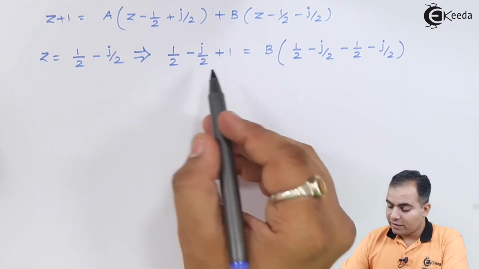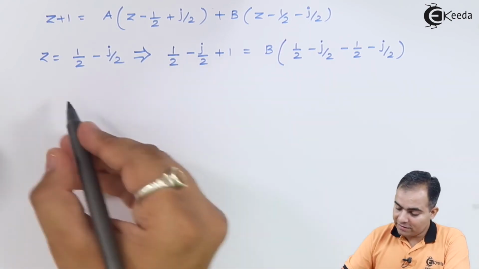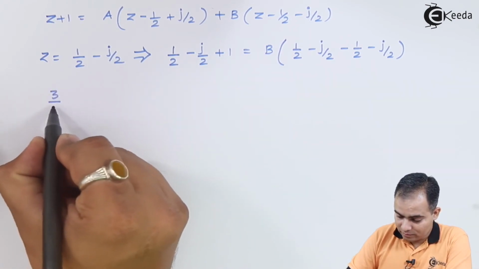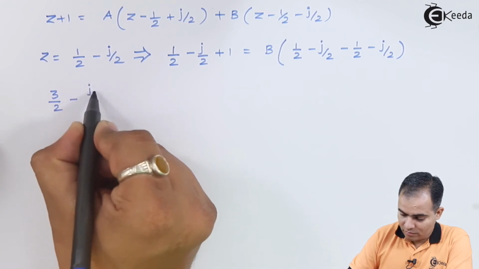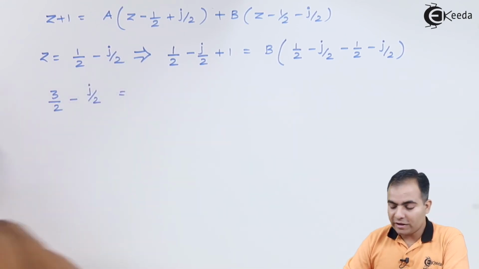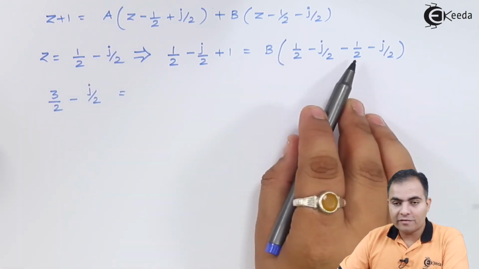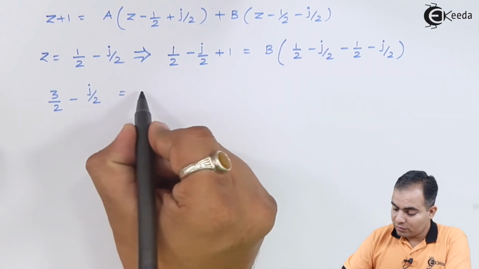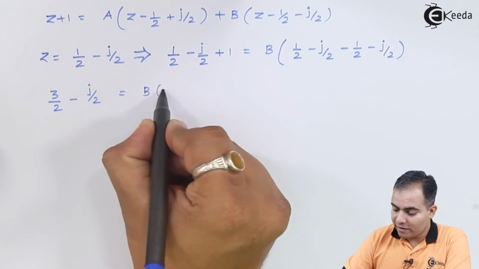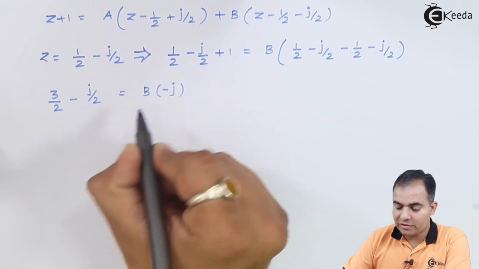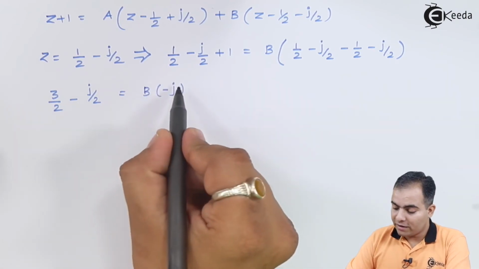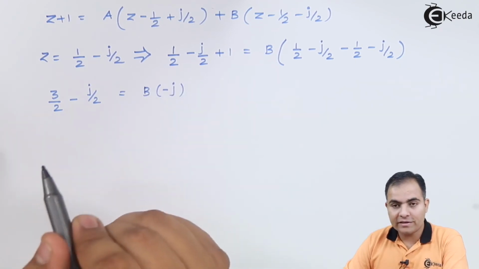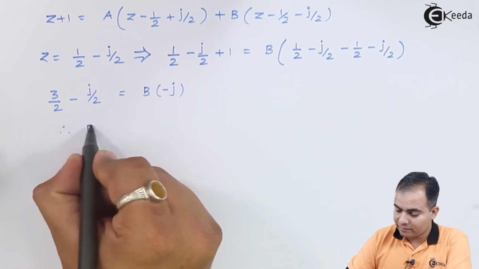Now, half plus 1 answer is 3 by 2, and minus j by 2. Next, half and half will get cancelled, and minus j by 2 answer is minus 1. So, our B is multiplied by minus 1 into j, or simply minus j. Now, I'll shift this minus j to the left hand side denominator. So, what will you get?